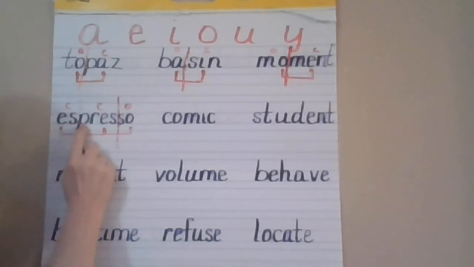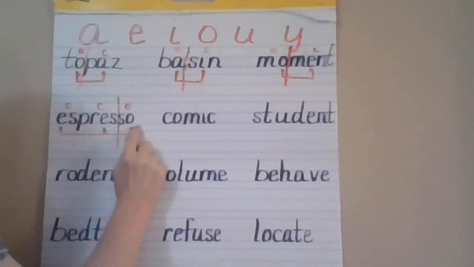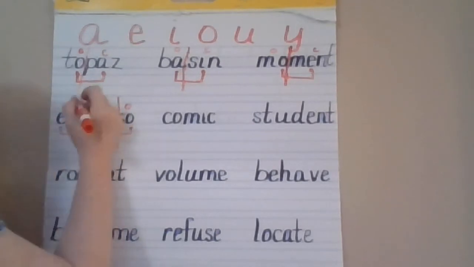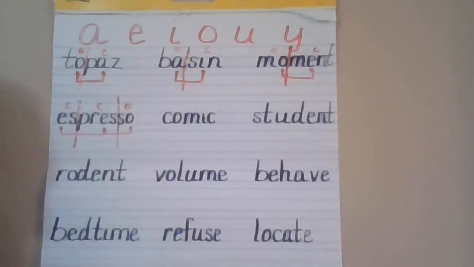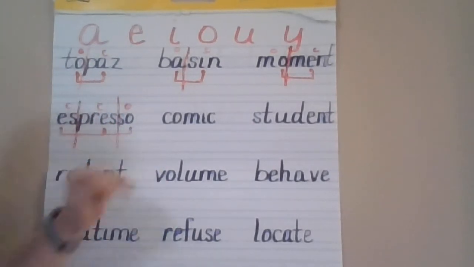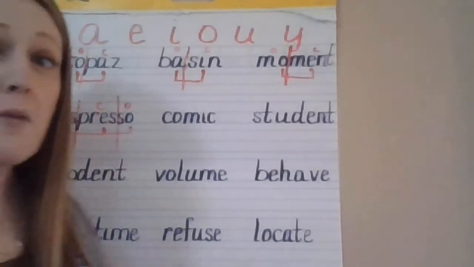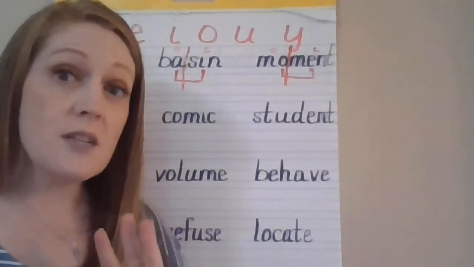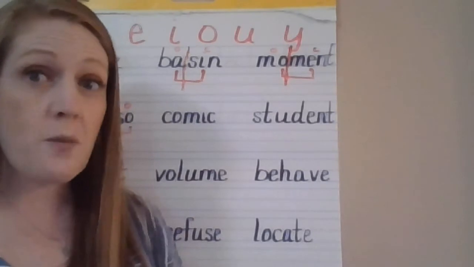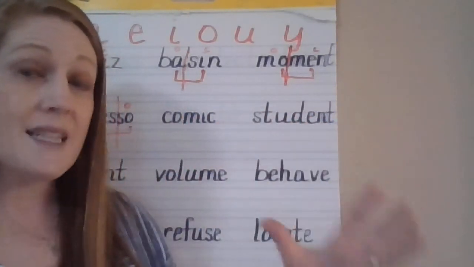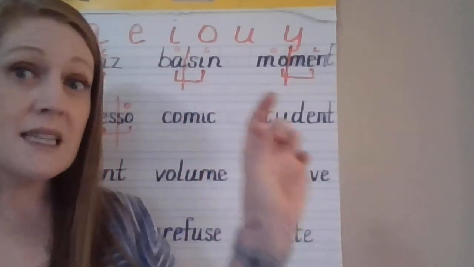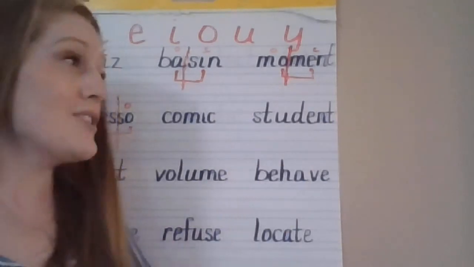S, press, espresso. Espresso. That is a word that I know. Espresso is a kind of coffee. Now that word, if we did not break it up into its 3 syllables, would be a lot harder for us to try to read if we were just looking at the whole word by itself. But when we break it into little parts, it makes it a lot easier.